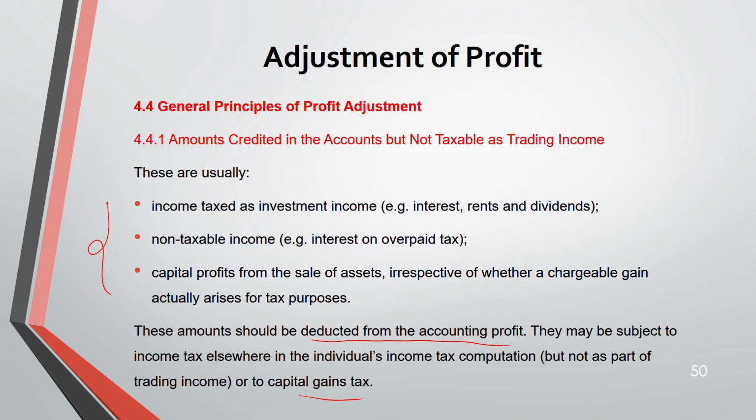They might be subject to income tax, but elsewhere in the individual's income tax computation, not as a part of trading income. You can tax them, for example, dividends as dividend income and charge the dividend rates. Interest under savings, rent is non-savings income, but not your trading income. They are also subject to income tax, but they do not form part of trading income. This you have to understand.